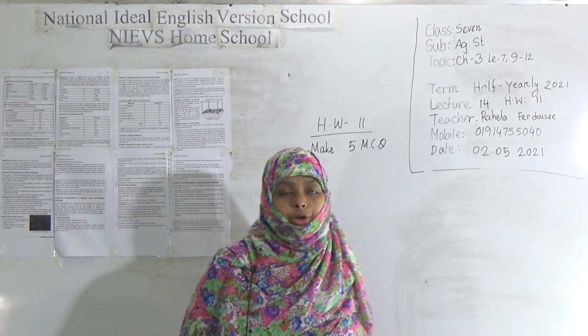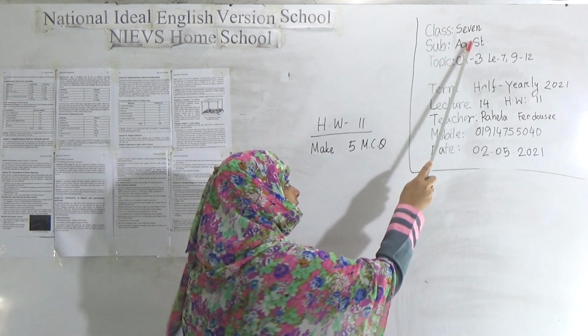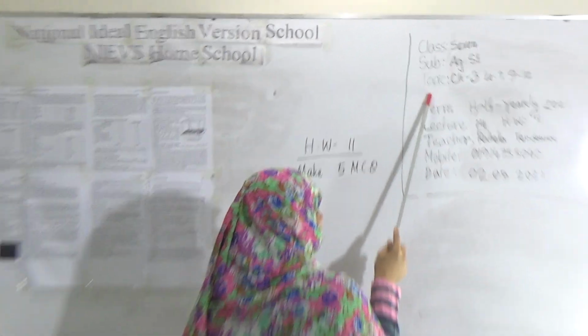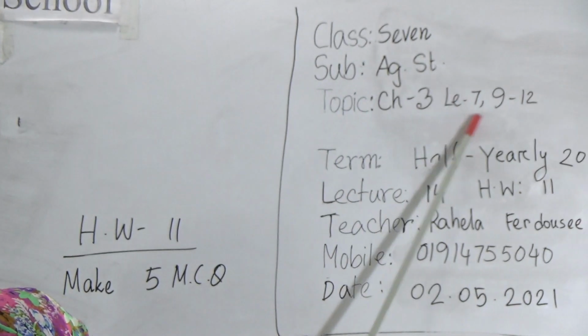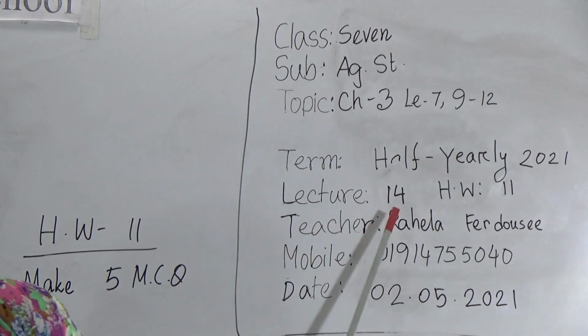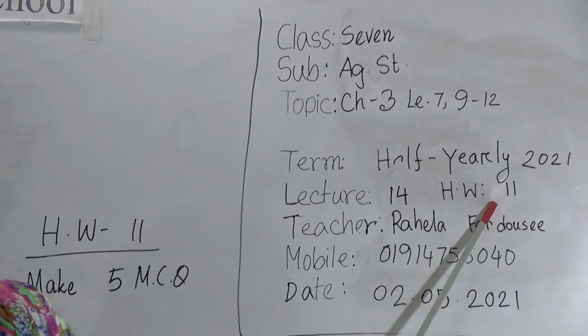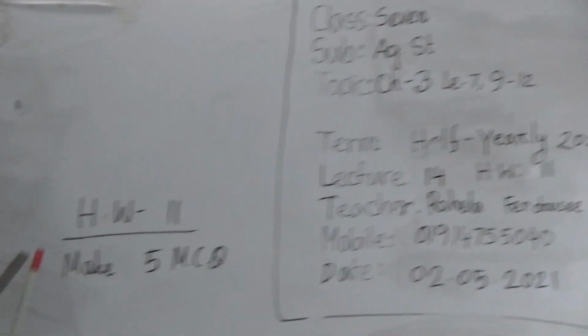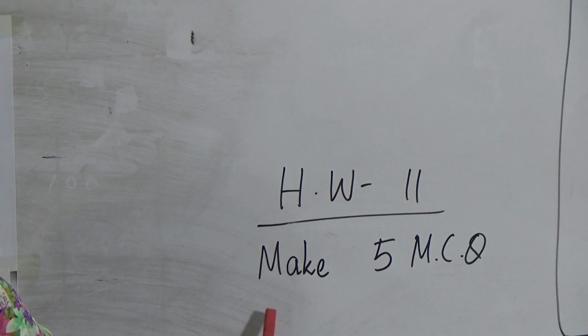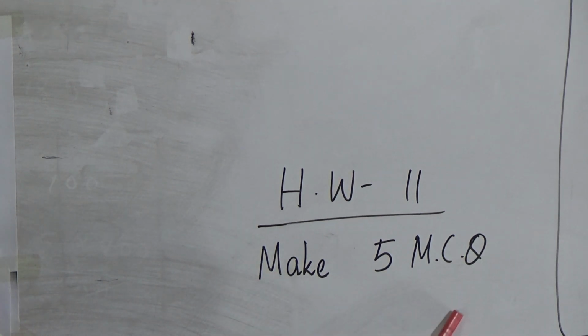Today I am going to have a class with the students of class 7. Our today's subject is Agriculture Studies, and today we will discuss Chapter 3, Lesson 7, 9 to 12. Our today's lecture number is 14 and SW number is 11. My dear students, you will practice SW number 11 for your assignment, that is make 5 MCQs.